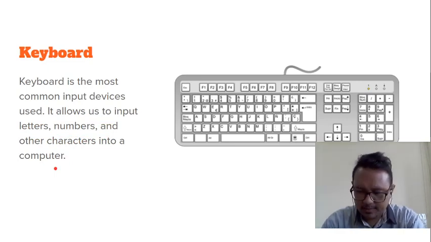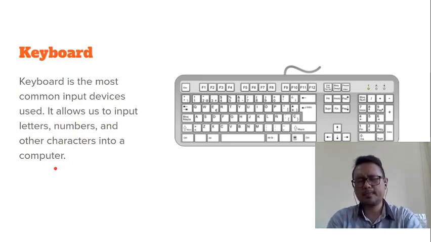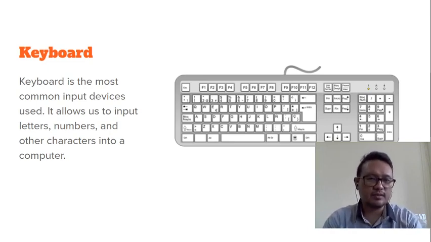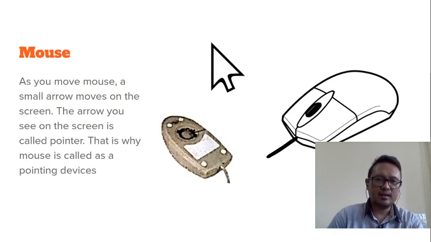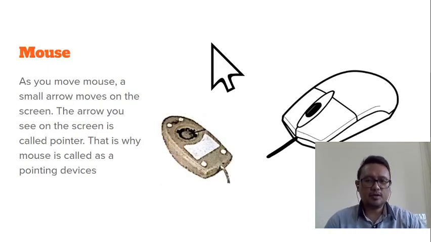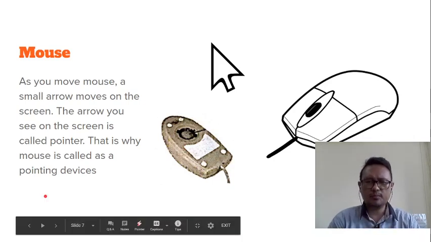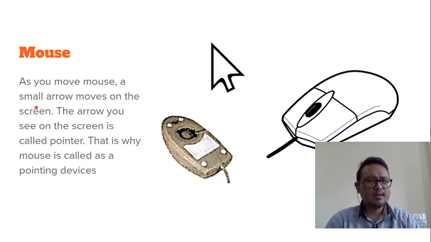Do you know that you can also type what they call emoticons with the keyboard? Of course, the traditional ones, not the fancy ones, but you can type them by yourself. Now, mouse. You know mouse, right? You know my computer mouse. You always use it, as you did in Year 3 last year. This mouse, you always use it to point at something. If you move your mouse, my pointer will move. As you move the mouse, a small arrow moves on the screen.